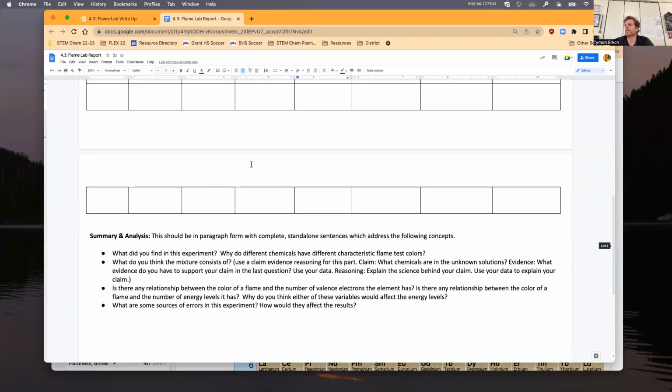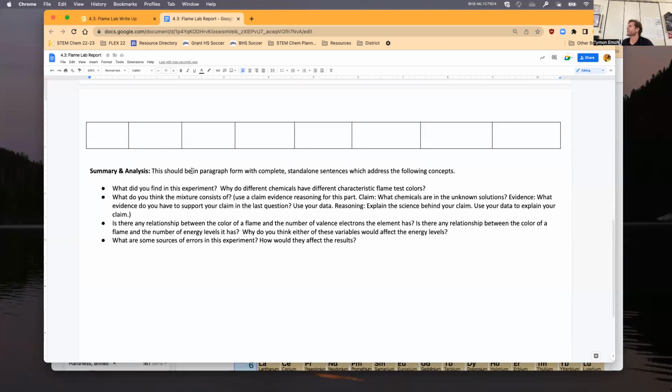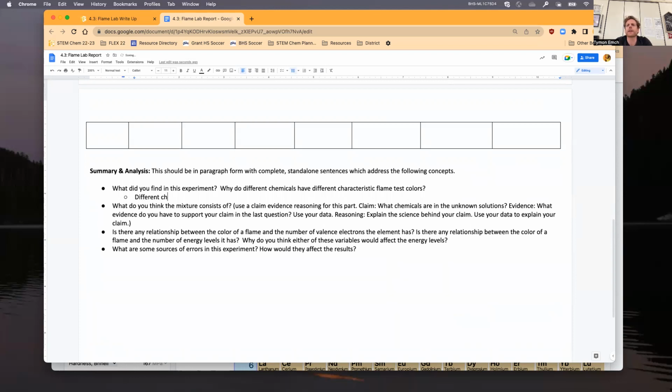The next part is right down here in the summary and analysis. Now, these questions guide your paragraph, okay? Your paragraph should be one paragraph, all right? Not a bunch of bulleted sentences. It should consist of standalone complete sentences. So what did you find in this experiment? If you were just to go like this, different chemicals have different color flames. That's not standalone. Like, yeah, it's a complete sentence, but it doesn't tell us anything.